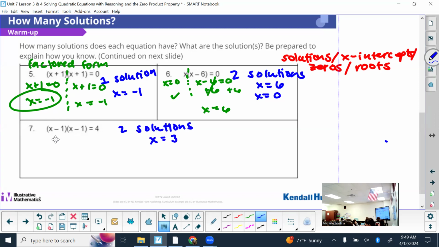3 minus 1 is 2. 2 times 2 is 4. And then what is the other one? It is -1 for the other one. Because if I do -1 minus 1, that would give me a -2. -2 times -2 is +4. So these are my 2 solutions.